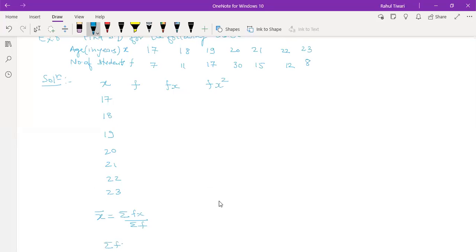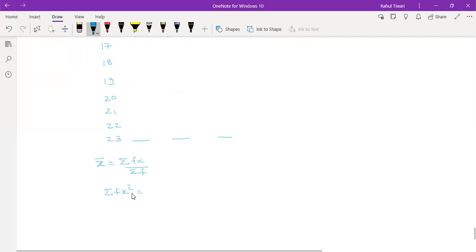Then you can find summation f x square using the total. You need to calculate the total of each column. Once you get the totals, you can use the SD formula, which is the square root of summation fx square upon n, where n is summation of f, minus x bar square.